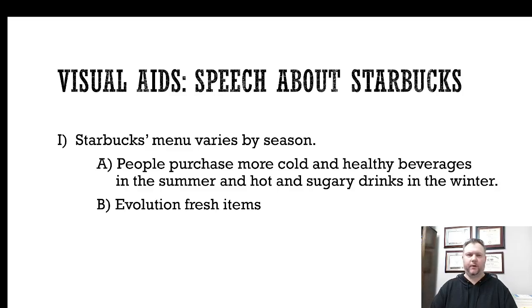So Starbucks is very prominent on the West Coast primarily. The East Coast tends to be more like Dunkin' Donuts and some other chains, but Starbucks is big on the West Coast. So one of their main points in this speech was that Starbucks varies the menu by season. Okay, so Starbucks varies the menu by season.